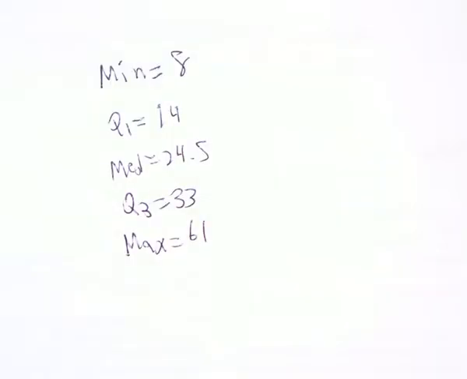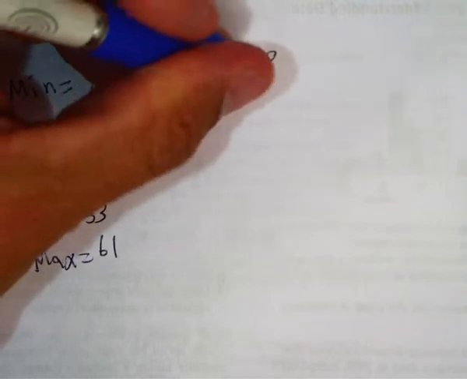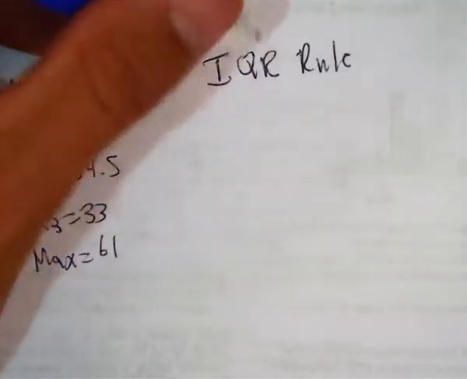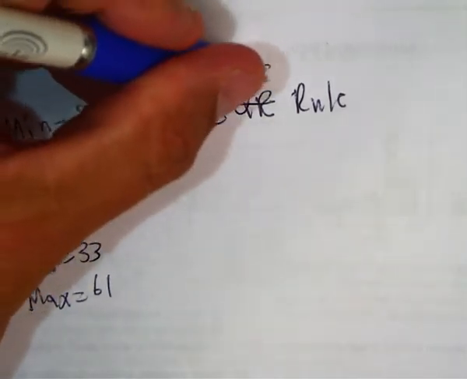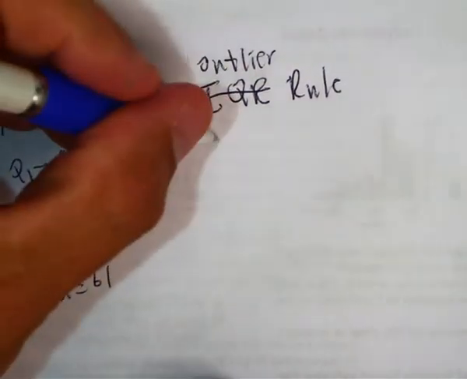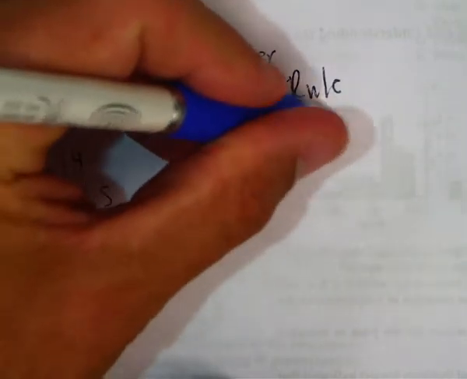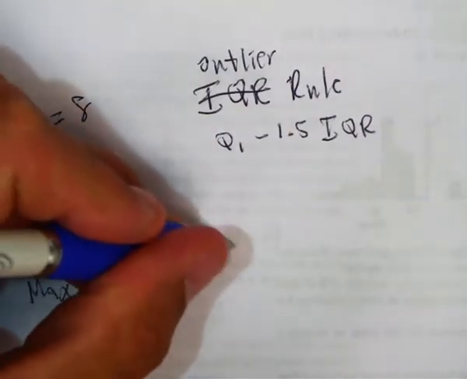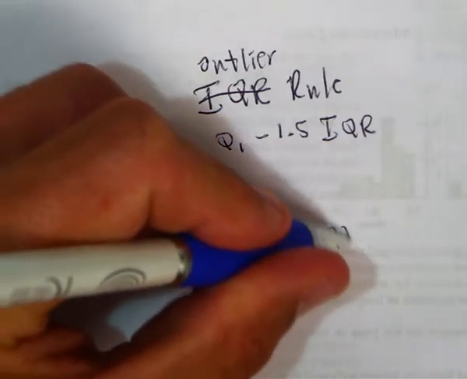Now what we're going to do is our IQR rule. It's actually our outlier rule. We use the IQR, but it's actually the outlier rule. So we do Q1 minus 1.5 times the IQR, and we do Q3 plus 1.5 times the IQR.